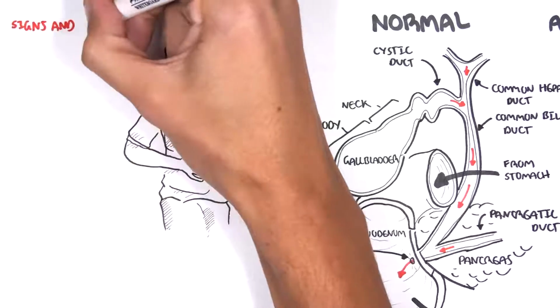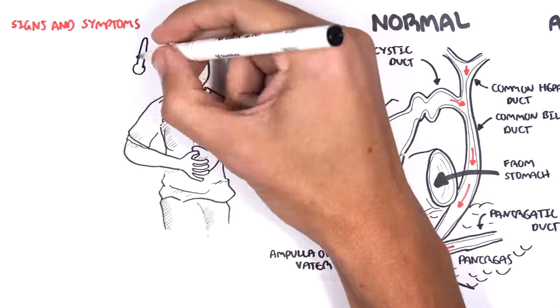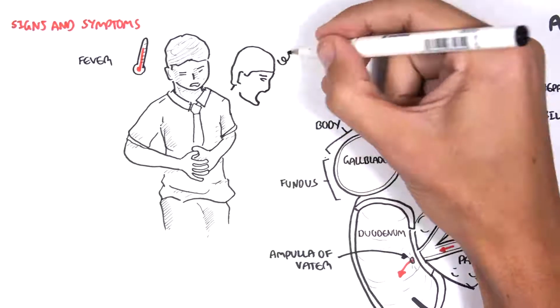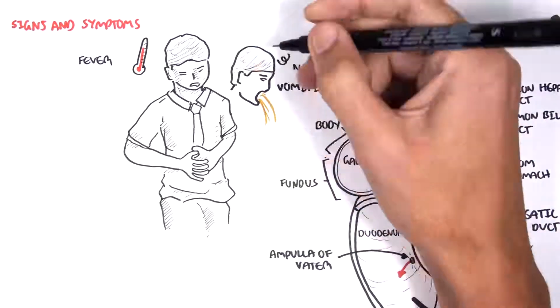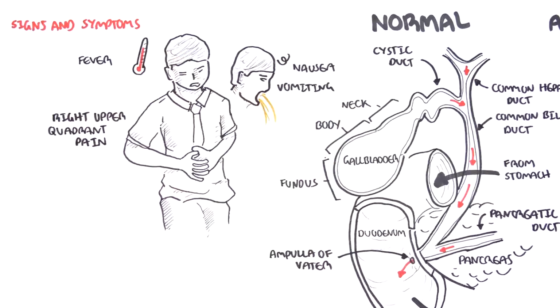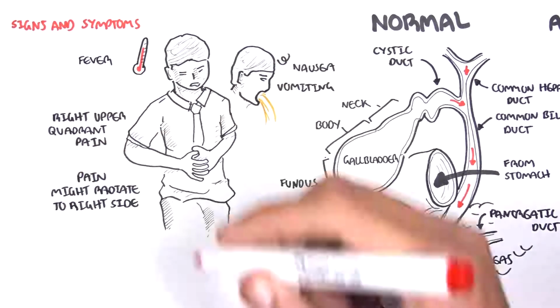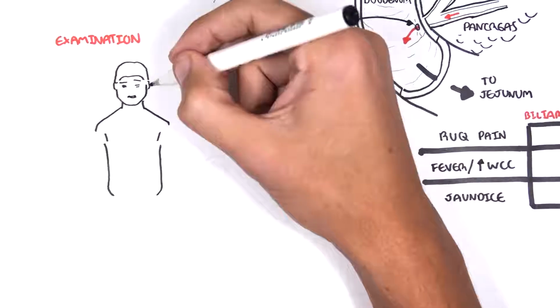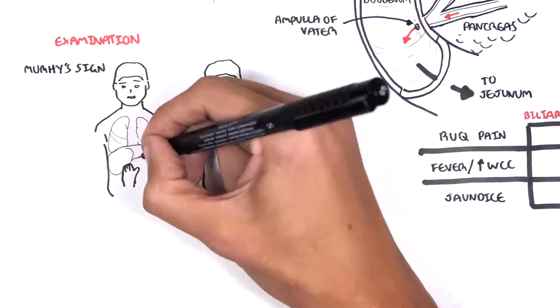So the signs and symptoms of acute cholecystitis specifically are fever, nausea, vomiting, right upper quadrant pain, pain which may radiate to the right side, the back. On examination, there is a positive Murphy sign.